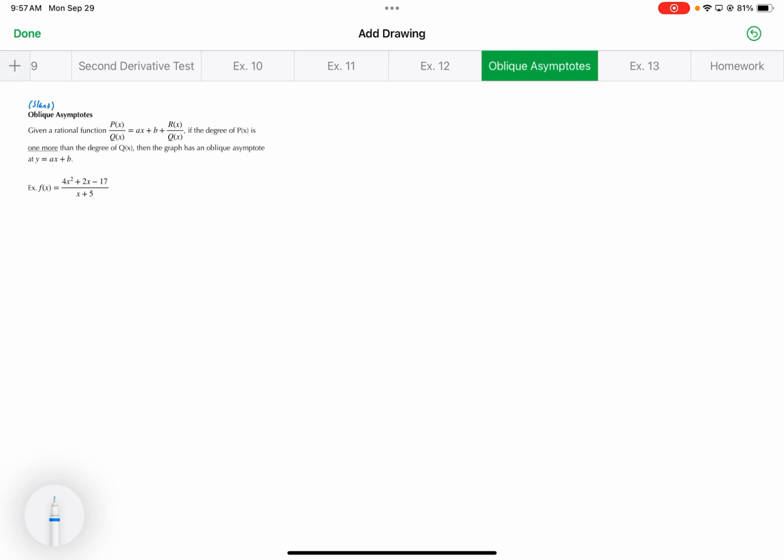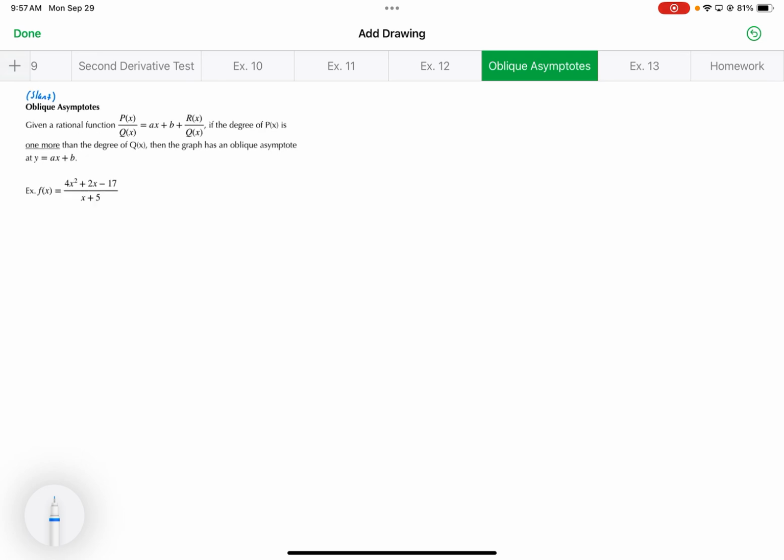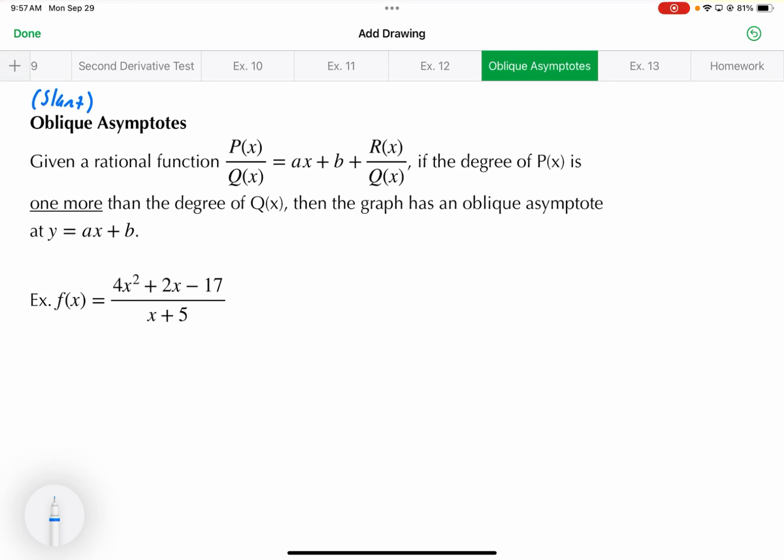Let's talk about oblique asymptotes. So we already had a brief discussion at the beginning of class today about oblique asymptotes, and it seems like maybe we've got a little bit of experience, but at most a little bit of experience, right?